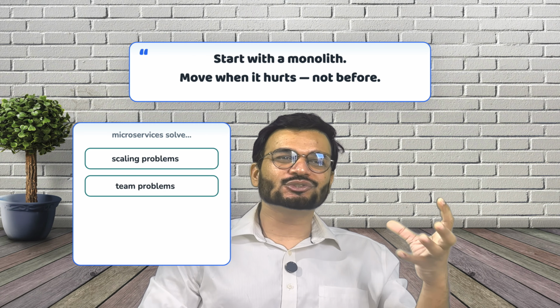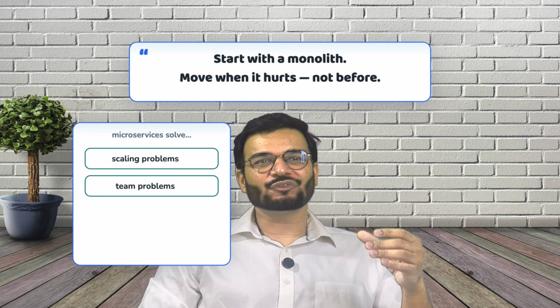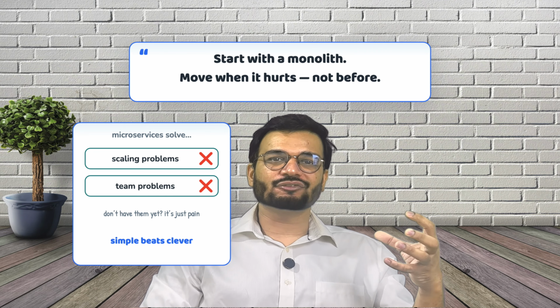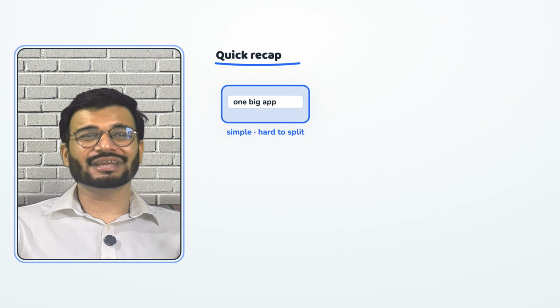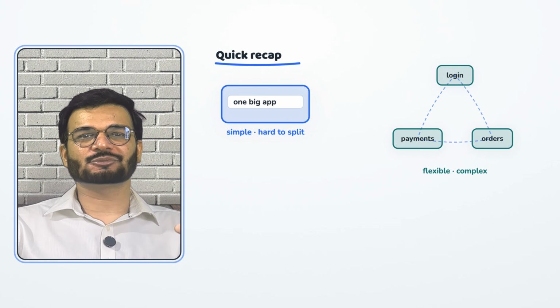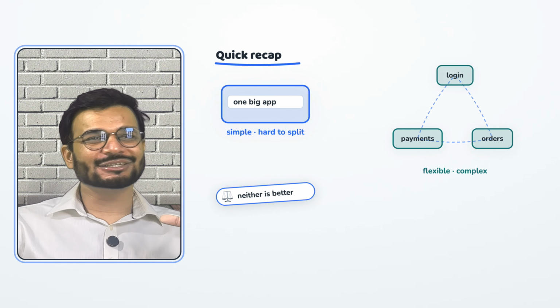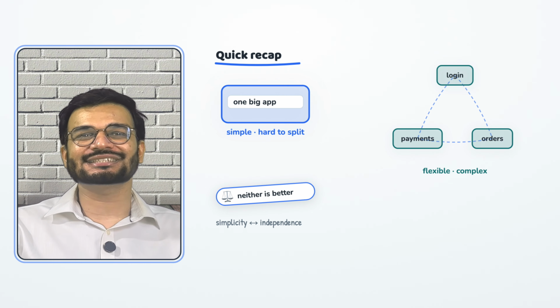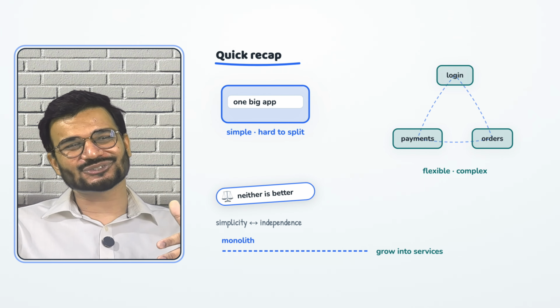Microservices solve scaling and team problems. If you don't have those problems yet, they just add pain. Simple beats clever until clever is actually needed. Now, here's a recap. A monolith is one big app, simple but hard to spread. Microservices are many small apps, flexible but complex. Neither is better. It's a trade-off between simplicity and independence, and most journeys start as a monolith and grow into microservices.